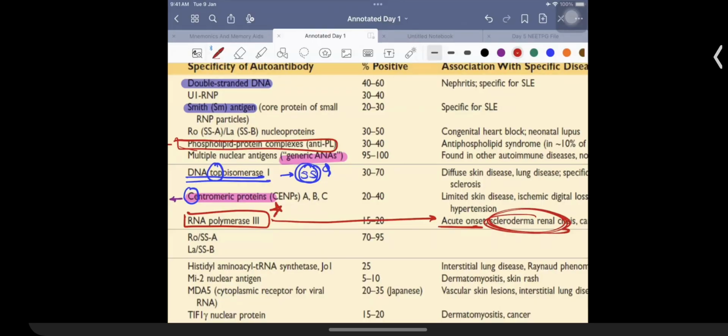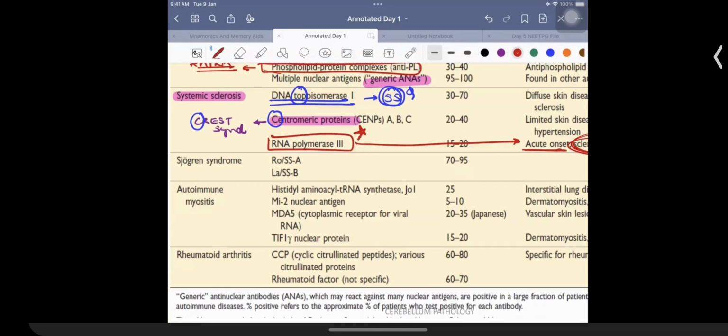Very, very important question for the exam. INI question: a patient has anti-histidyl aminoacyl tRNA synthetase. I am just highlighting what was asked as a question. The answer is a patient of autoimmune myositis.